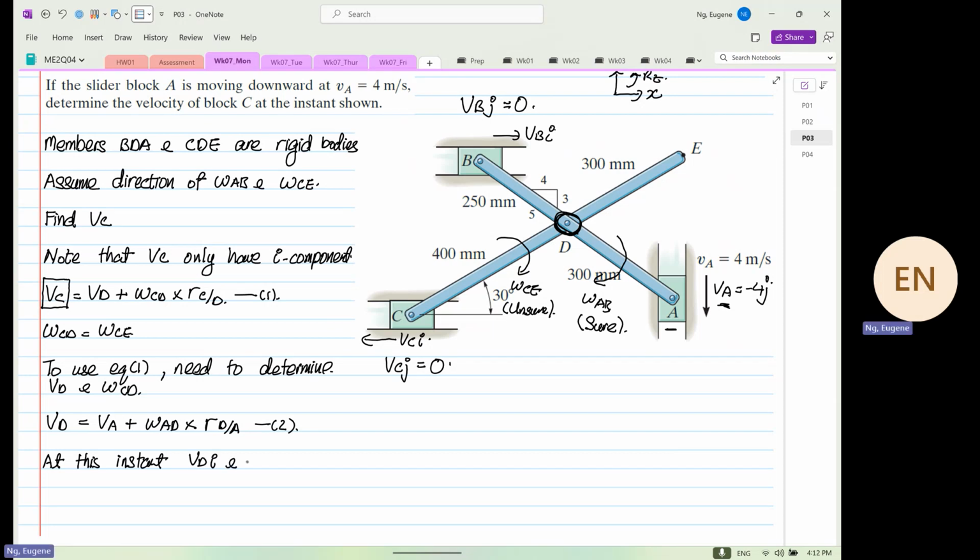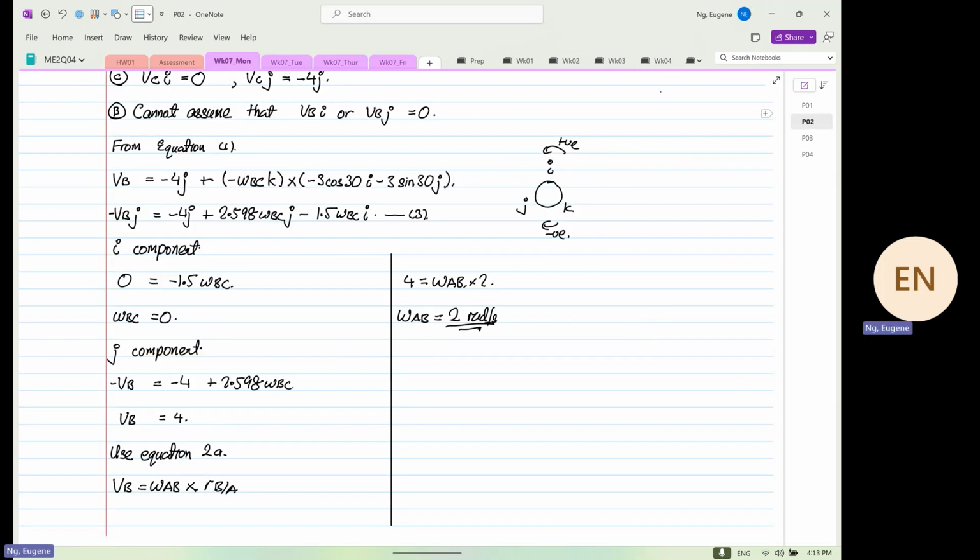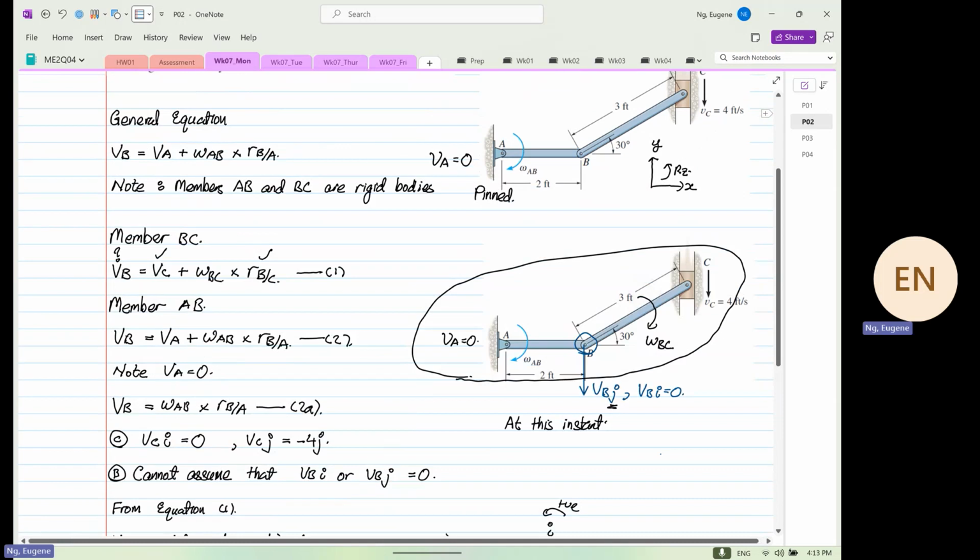VDI and VDJ are not equal to what? 0. I want you to highlight this, I want you to focus on it. At this instant, VDI and VDJ are not equal to what? 0. The previous example is equal to 0 because the velocity vector for B is what?